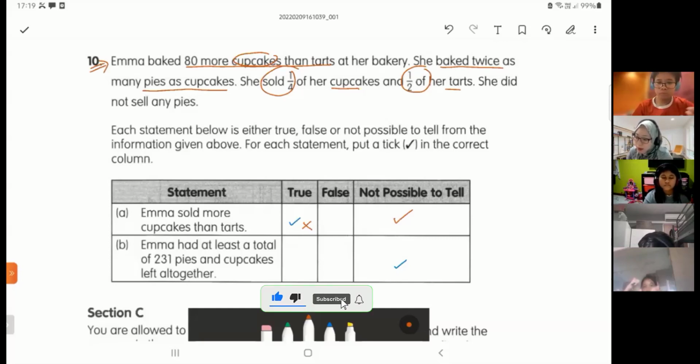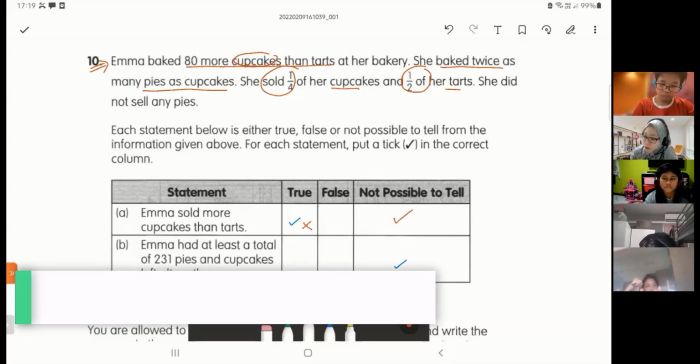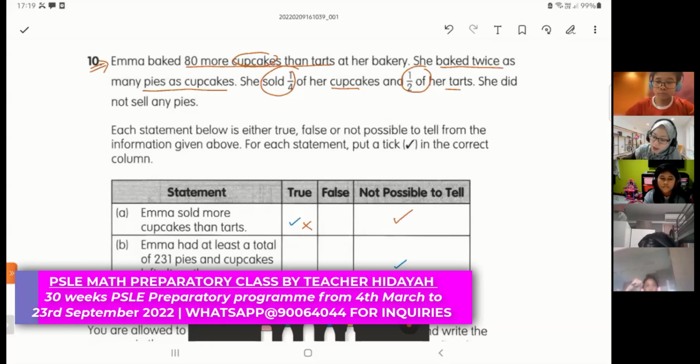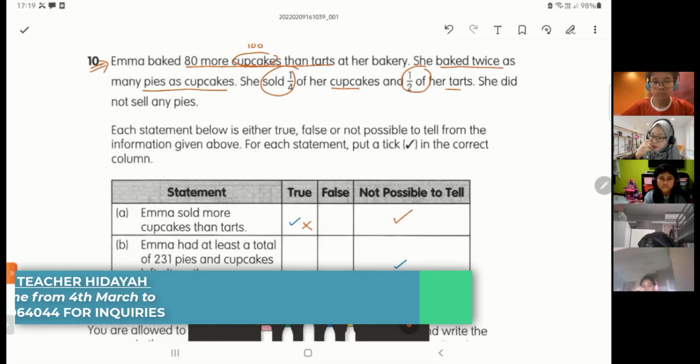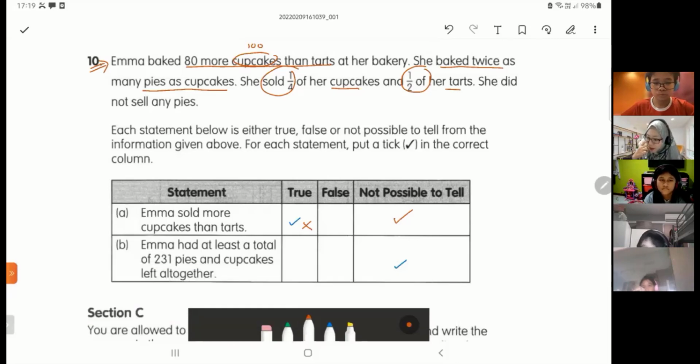Let's say Emma had 100 cupcakes at first. Let's just put a number. If she has 100 cupcakes at first, her number of tarts will be 20, correct? How do I get that? Because she has 80 more cupcakes than tarts. This is case number 1.